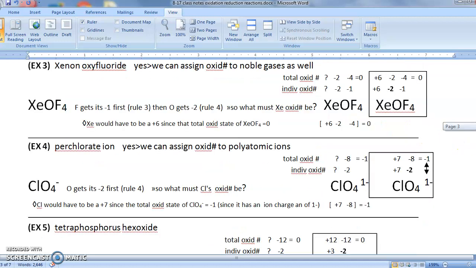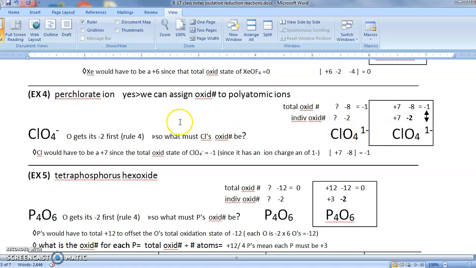Let's take a look at another example. The perchlorate ion is ClO4-. Once again, we can assign oxidation numbers to anything. However, in this one, this does have an overall charge. So we have the Cl, we have an O4. Who gets assigned first? The O gets it first because it's 3.5. Chlorine is 3.0, so it gets its number second.